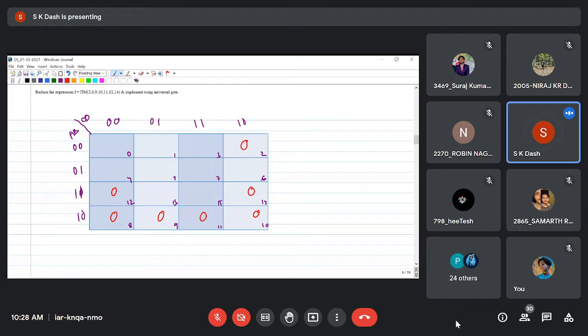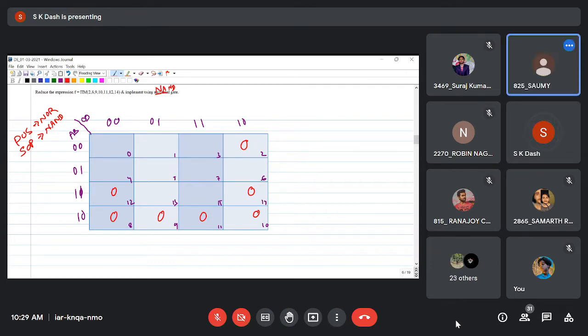There are two parts in this question. First, reduce the expression and implement it using the universal gate. Remember, if we are solving POS, it will be easier to implement using NOR, as we discussed previously. If it is SOP, it will be easier to implement in NAND. Suppose the question had been to reduce the expression and implement using a NAND gate, then we would solve it using SOP. We need to solve using SOP unless and until it is mentioned otherwise.